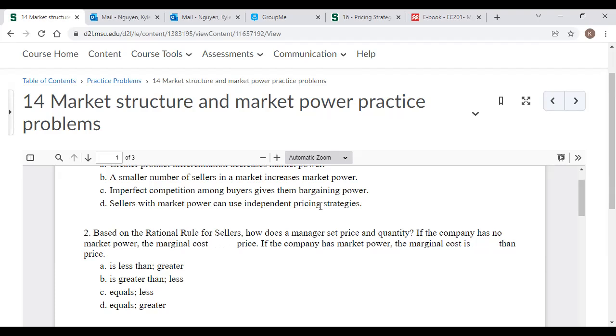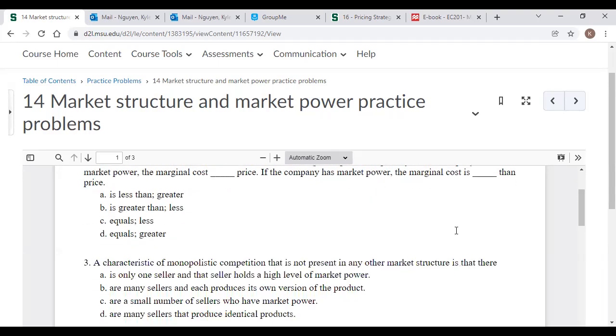If the company has market power, the marginal cost is less than price. And so the answer is C. And I will actually save this for later because the best way to describe this is to show it to you guys on a graph. And that's what problem 7 is. So I'm going to save explaining that second half for later. Were there any questions about the first half? No? Okay.